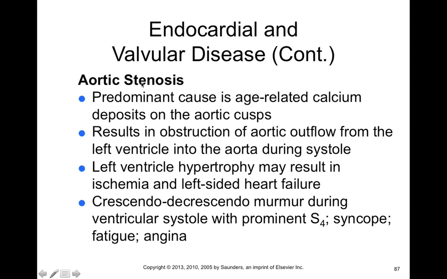Now, aortic stenosis is where you have a narrowing of the aortic valve, and its predominant cause is age-related calcium deposits that can accumulate on the aortic cusps. And if these cusps become calcified, then effectively the valves can't open properly because they're more stiff. So this results in obstruction of aortic outflow from the left ventricle. So what this leads to then is that the left ventricle has to work harder, so it becomes hypertrophied, or the muscle becomes thicker. And this may result in ischemia or even left-sided heart failure.